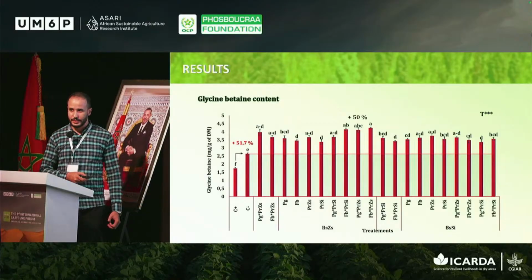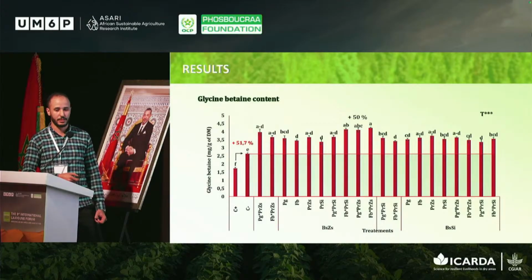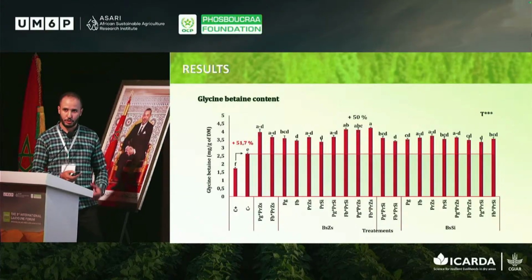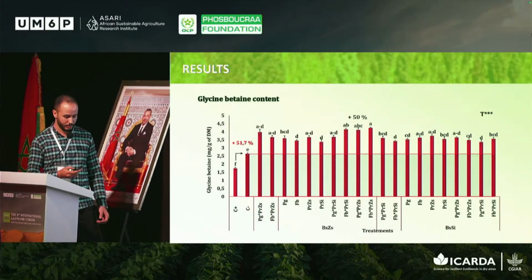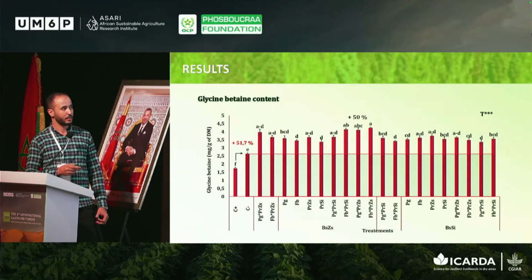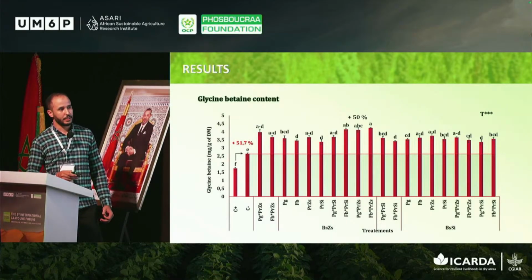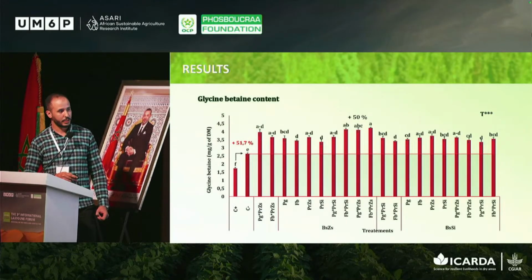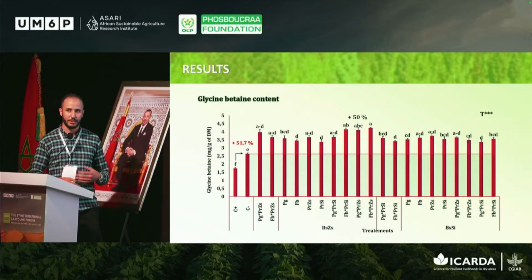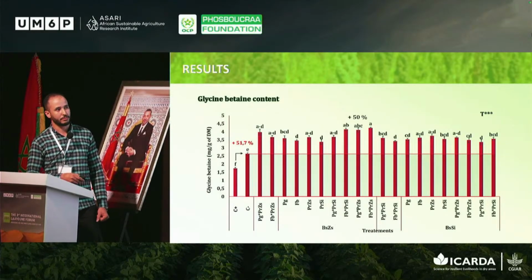For the glycine betaine content, which is a very important osmolyte that plays a vital role in osmotic adjustment, it normally increases under stressful conditions. Like in our case, it did increase by 51%. And for all the tested treatments, all the combinations, we had a more significant increase by another 50% compared to the negative control.